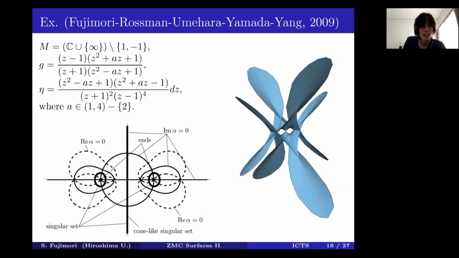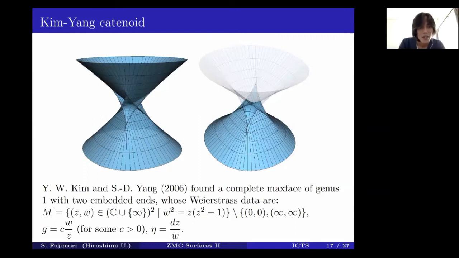Okay, so now let me introduce the Kim-Yang catenoid. Yesterday I mentioned that there does not exist a genus 1 catenoid or higher genus catenoid as a minimal surface. But in 2006, Kim and Yang, Korean mathematicians, found a complete maxface of genus 1 with two embedded ends. The Weierstrass data is given this way. Unfortunately, we cannot see any genus in the picture, but topologically this has positive genus. Okay, let me show the picture.